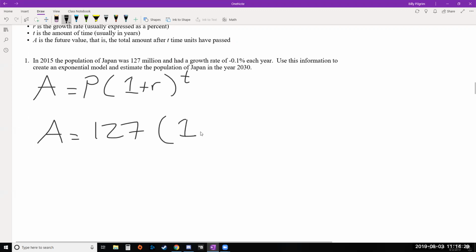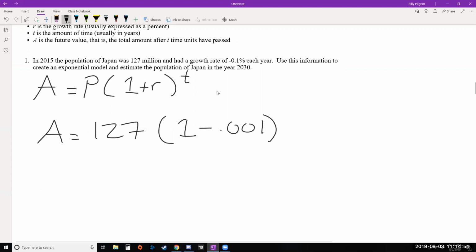1 plus r, we're going to end up with 1 minus, and then be careful here. This is a percent. We never do arithmetic with percents. We convert them to decimals or fractions first. So percent to a decimal, you move the decimal twice to the left. That's going to give us 0.001 as our r. And then t is the amount of time.